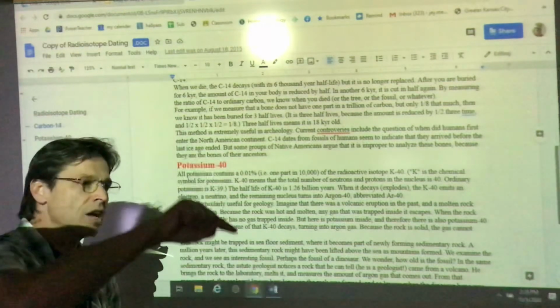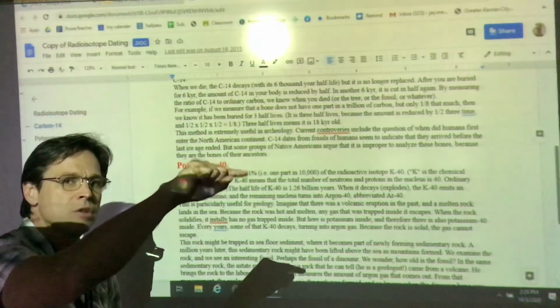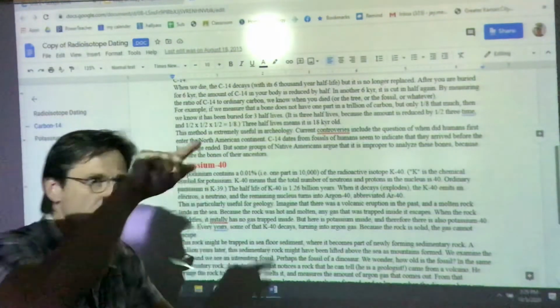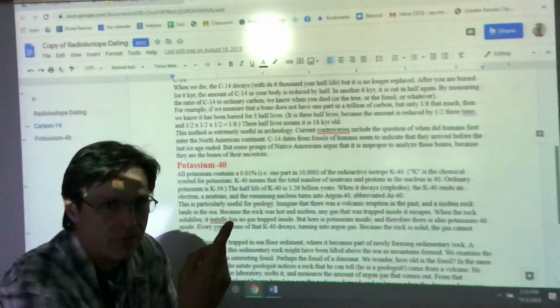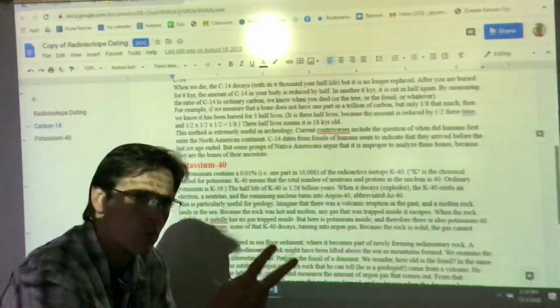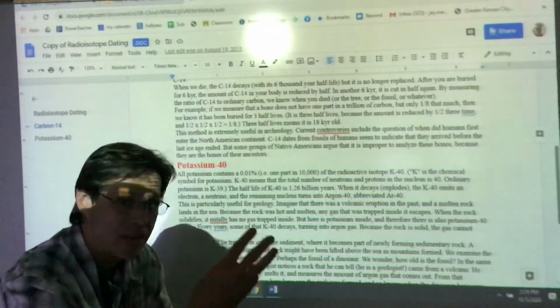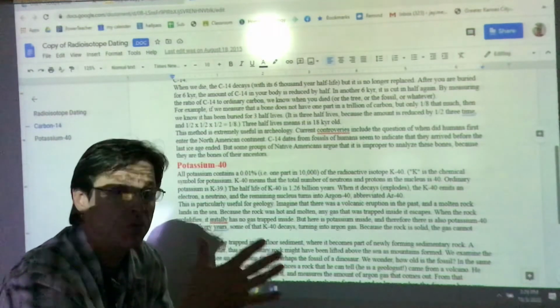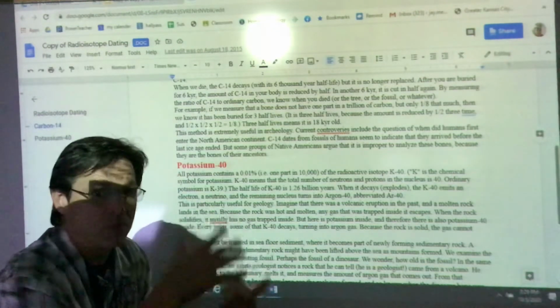Remember, every time it goes through a cycle, half of whatever is there goes away, and your portions get smaller, like in a pie graph. Okay, 1/2 is 1 half-life. 1/4 would be 2 half-lives. 1/8 would be 3. 4 is 1/16. 5 is 1/32. 6 is 1/64. You get the point.